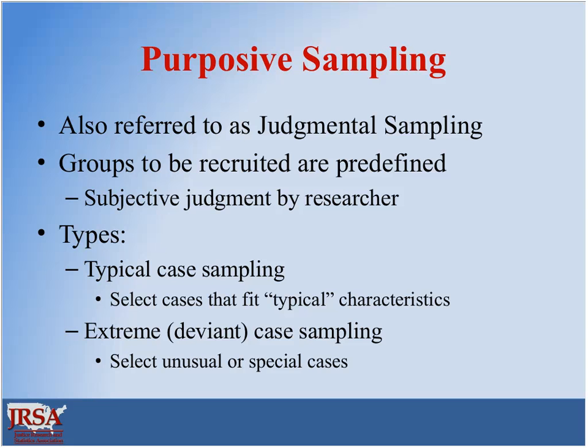Two types of purposive sampling can be typical case sampling, which is pretty easy to interpret. It's just selecting the cases that fit your typical characteristics, and kind of on the other end, you could also sample for extreme or deviant case sampling, which is selecting for unusual or special cases. Other types of purposive sampling include maximum variation sampling, homogeneous sampling, total population sampling, and expert sampling.